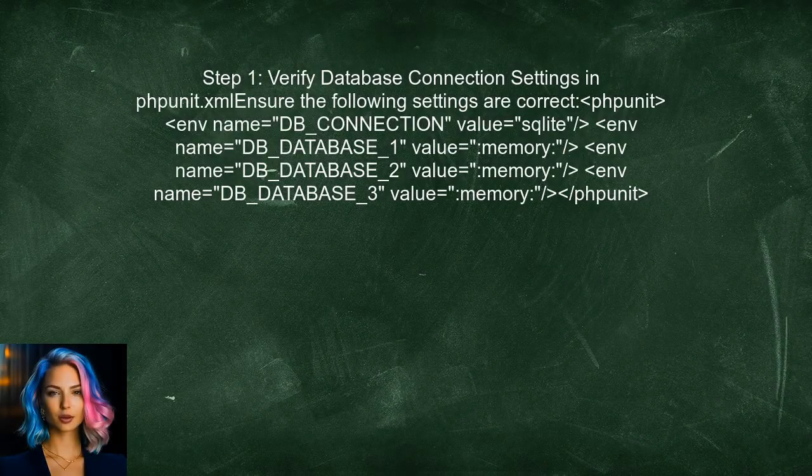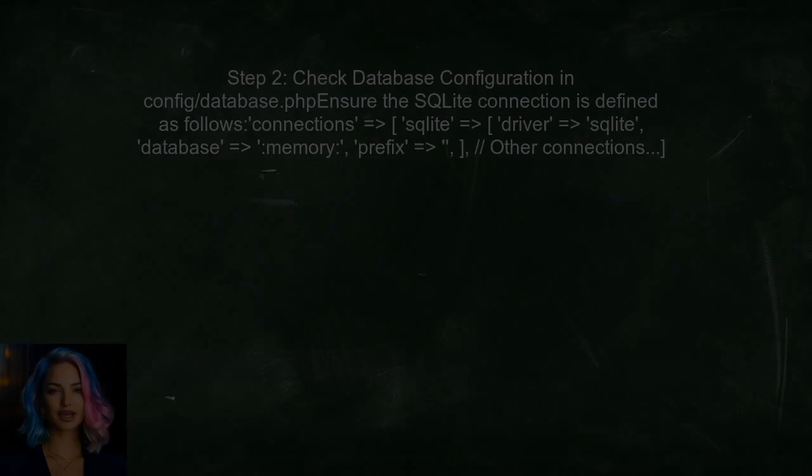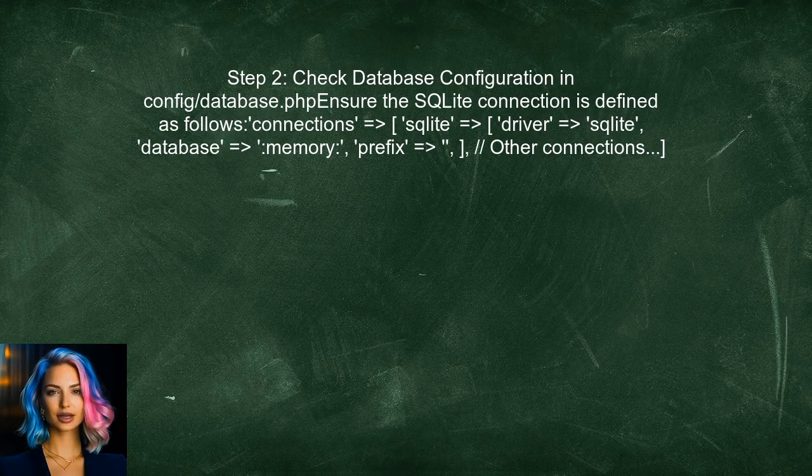To begin resolving the user's issue, we need to ensure that the database connections are correctly configured in the PHPUnit testing environment. The user should verify that the database connection settings in the phpunit.xml file are properly set up. Next, the user should check the database configuration in the config database.php file. They need to ensure that the connections for SQLite are defined correctly, especially for in-memory databases.